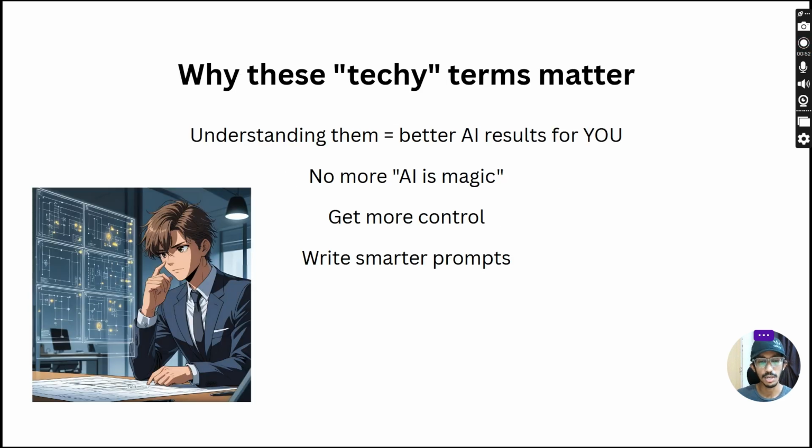You might hear terms like tokens, temperatures, or parameters thrown around. It's not about becoming an AI engineer, but it helps us write better prompts, get more predictable results, and troubleshoot when things go a bit sideways. It takes away some of the AI's magic vibe and gives us a bit more control. So let's decode some of that secret language together.